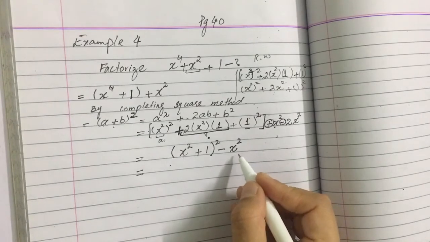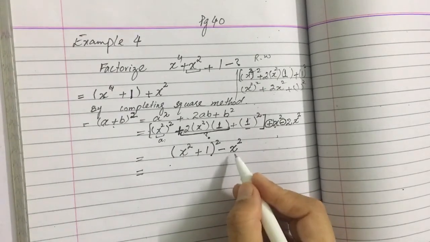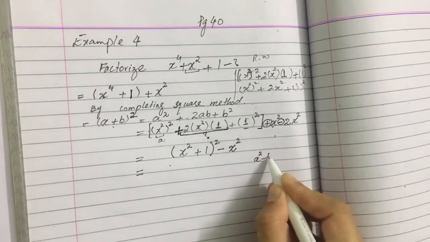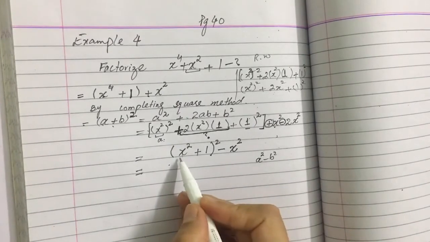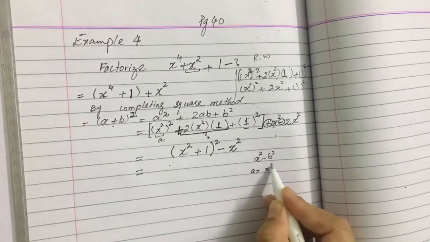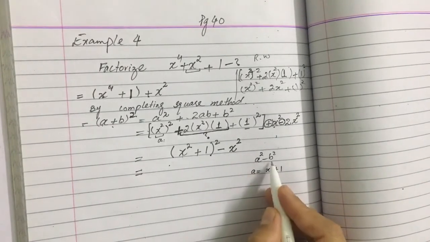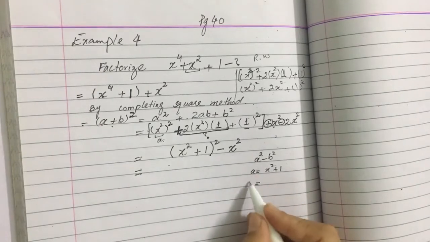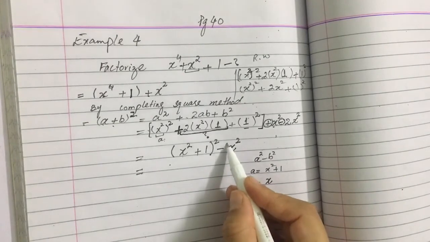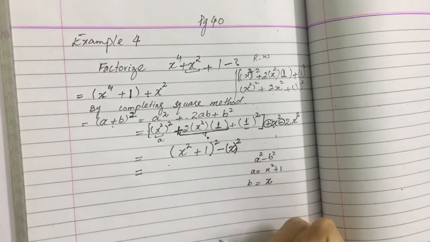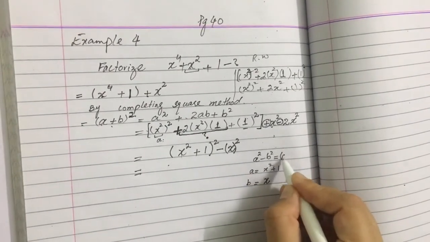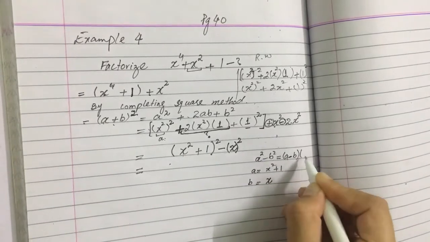No need to write 1 as a coefficient with x square. Now again, this expression looks like another formula, that is a square minus b square. In which first value is a, where a is x square plus 1. The second value represented by b, and the value of b is x without square. You can write it enclosed with bracket also. If we evaluate this formula a square minus b square, we will get a minus b into a plus b.